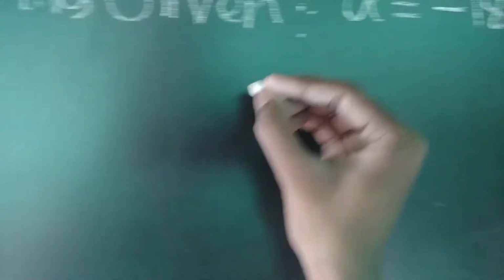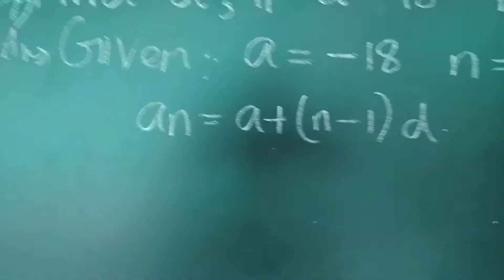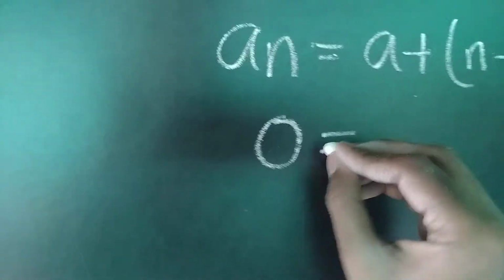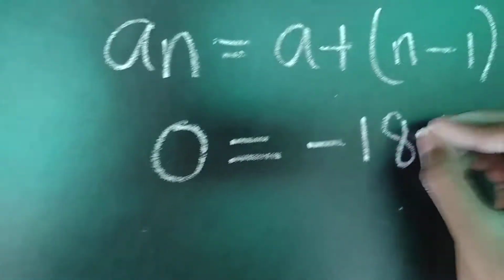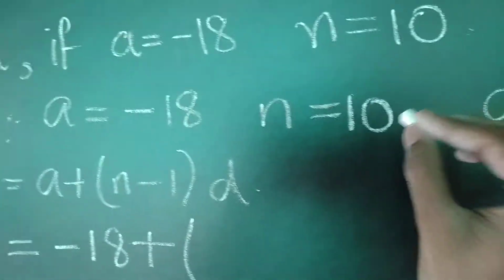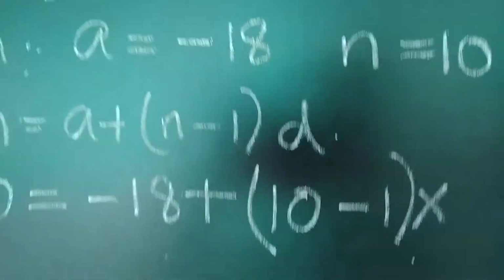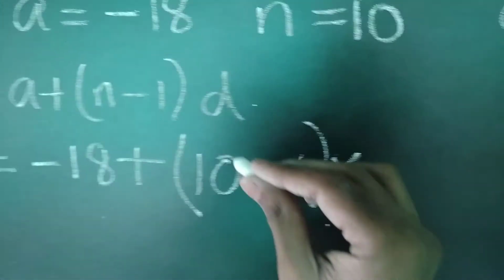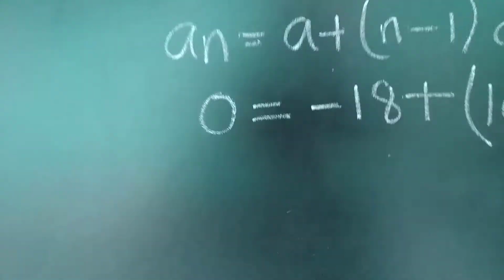So make use of the an formula. An formula says an equals a plus n minus 1 into d. So let us substitute the values. We got what is an. An is 0. 0 equals, what is a? A is minus 18. So in place of a, we'll write minus 18 plus, what is n? They have given n to be 10. So 10 minus 1 into, what is d? d only we need to find. So in place of d, I will just write the same alphabet d. We need to find d. So now let me substitute.